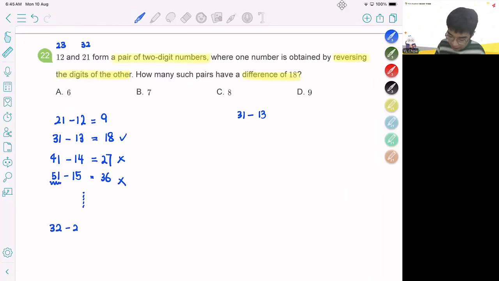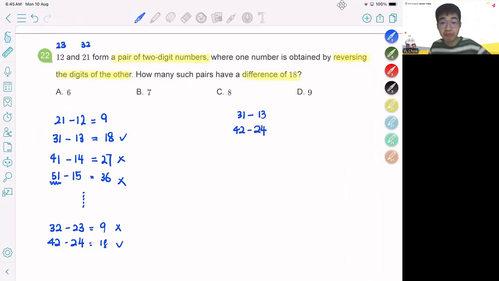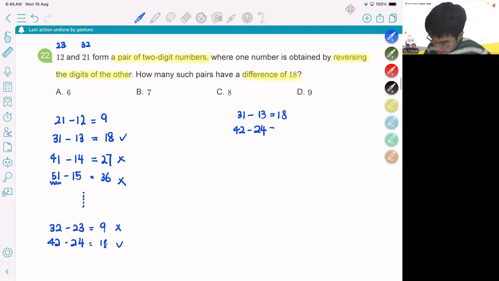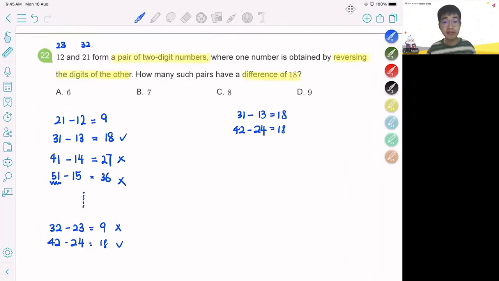32 minus 23 is 9. Oh, too small. 42 minus 24 is 18. Ah, this is just nice. So we have another pair, right? 42 minus 24. Okay, it's 18. Both of them give me 18. Now, of course, we can stop here, right? If we choose a digit that is larger than 4 to pair up with 2, we will have 52 minus 25, which is 27. This is too big, so we can stop considering it.